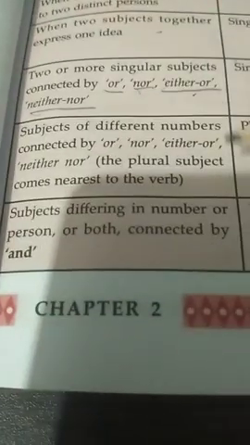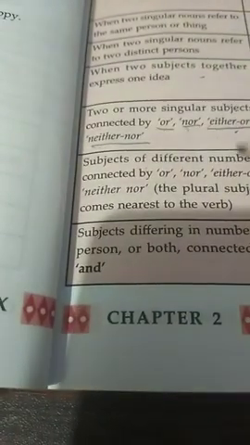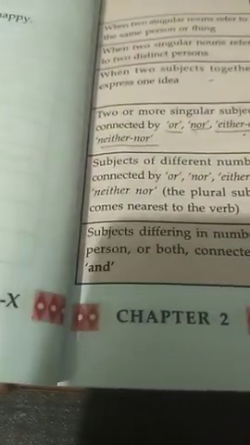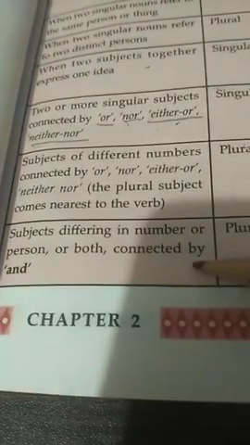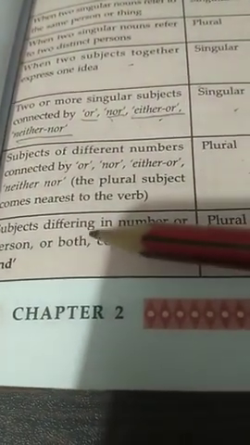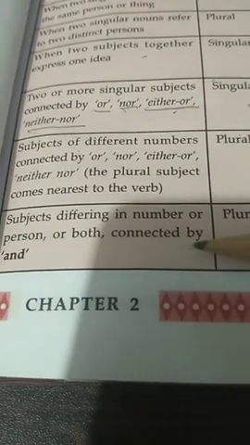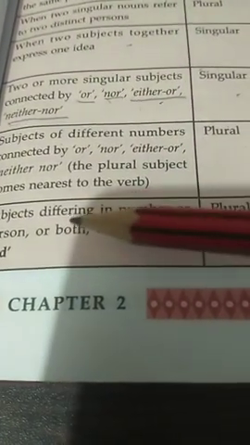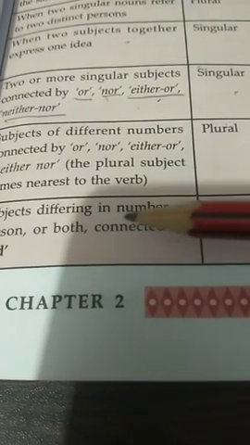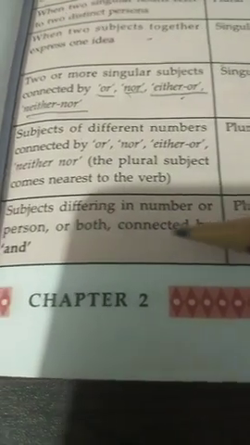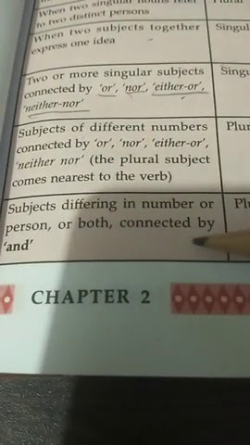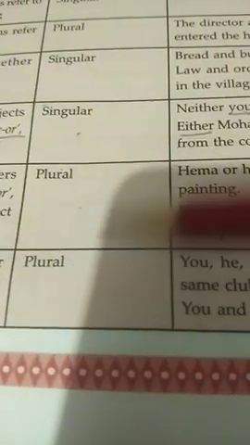Now see the next number. Rule number 8. Subjects differing in number or person or both connected by and. This is important. Subjects differing in number or person or both, and they are connected by what? And. It takes a plural verb after it.